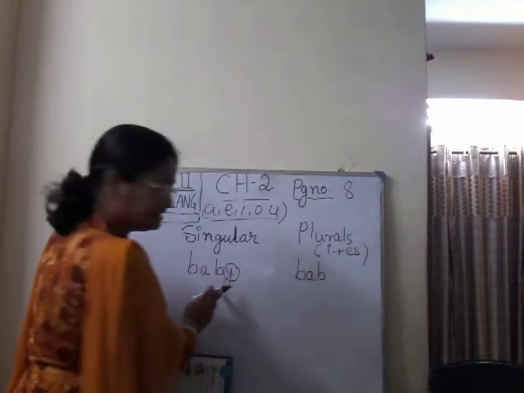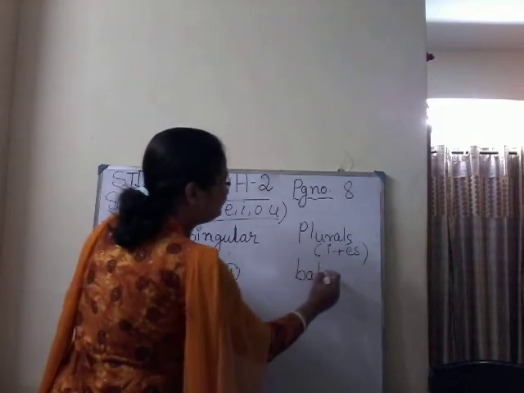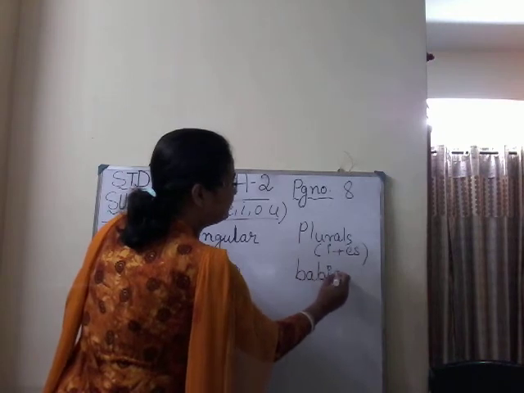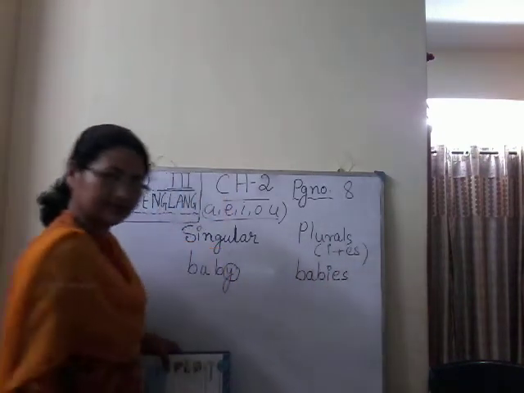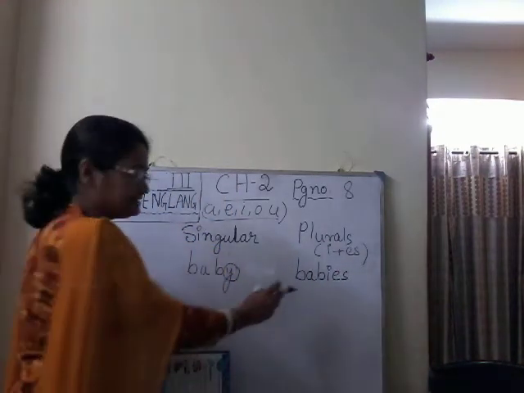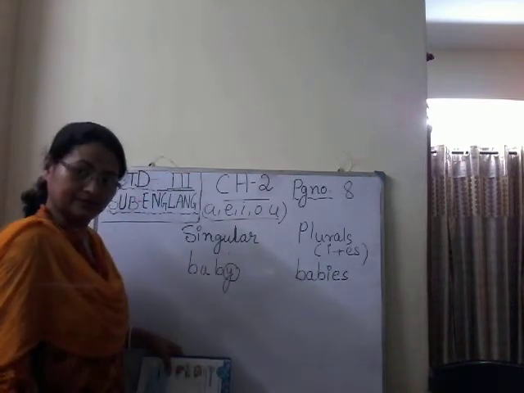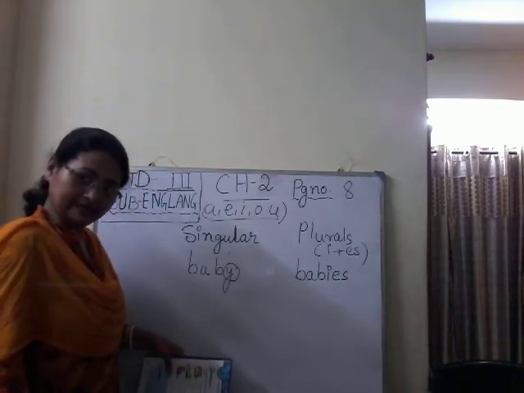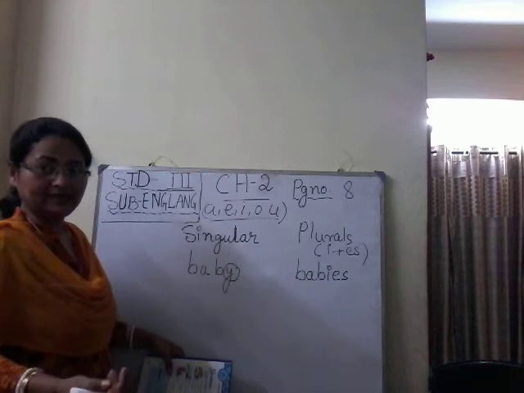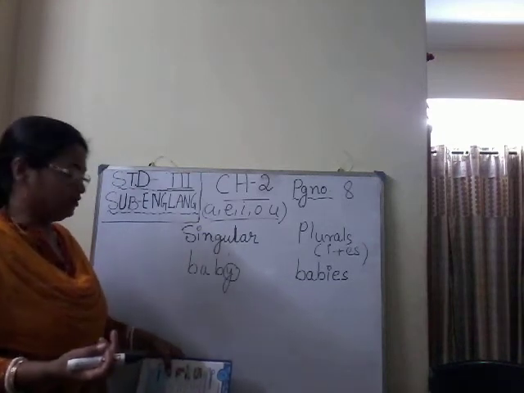B-A-B. We are replacing Y. So in place of Y, what will we write? I. Then we will add E-S. Okay. Now this is babies. Okay. Clear? One more example.